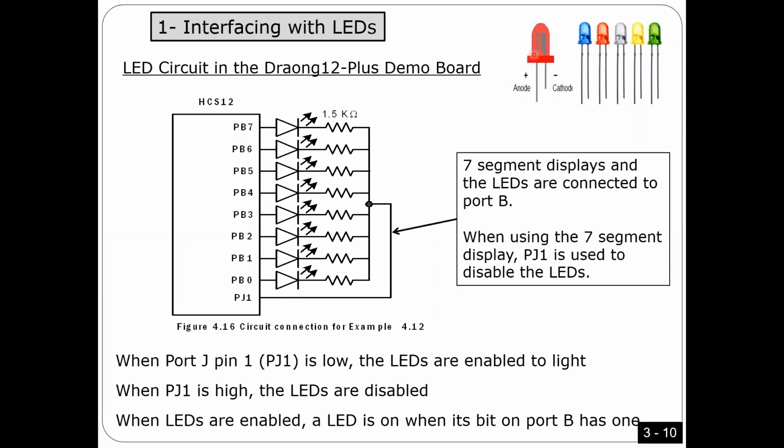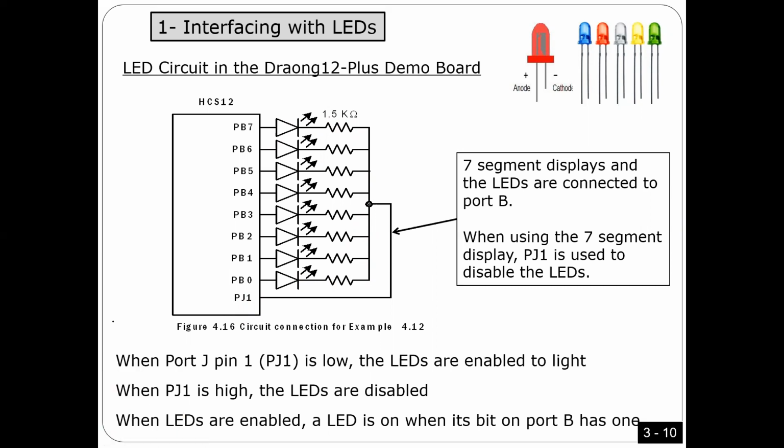In order to turn the LED on, the voltage of the anode has to be greater than the voltage of the cathode. Otherwise, it's going to be off. You can see here that we connected all the cathodes together to BG1. When you see BG1, this means port J, pin number 1. Why did we do it this way? As I said before, let me write it here.